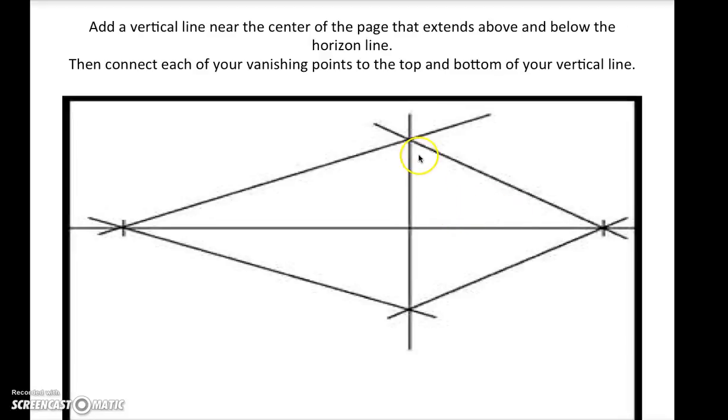Our next step is going to be to add a vertical line somewhere around the middle of your page. It can be in the center, it can be slightly off to the center like this one. This is going to be the front corner of my first building.